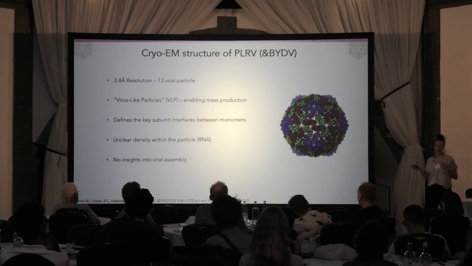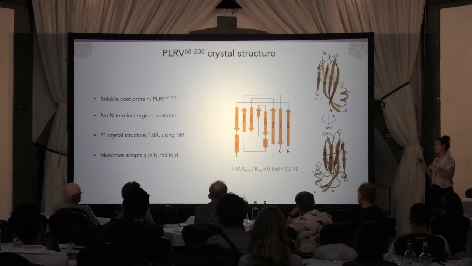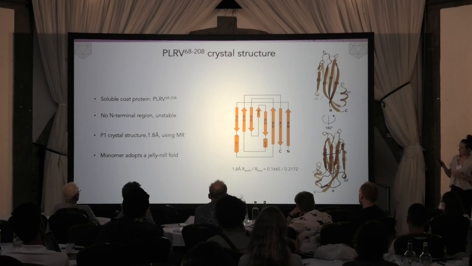And the reason that I bring this up is this structure came out right before COVID hit, and so then we went into lockdown, and I had this reflection, and I thought, well, I may as well solve the crystal structure of the coat protein. So I solved, using molecular replacement, the crystal structure of the coat protein of this PLRV structure, and we get this jelly roll-like fold.